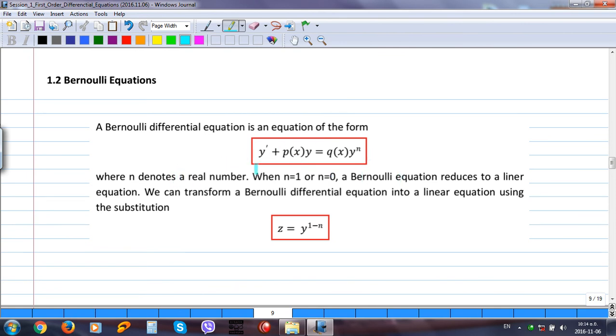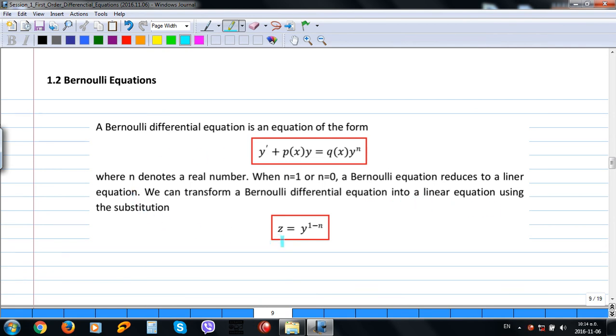For linear equations, we know how to solve them, as we discussed in the previous examples. So if we convert Bernoulli equations into linear equations, we can solve them. To do this, we transform a Bernoulli differential equation into a linear equation using a substitution.